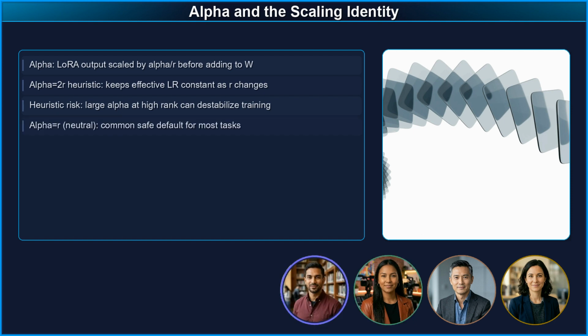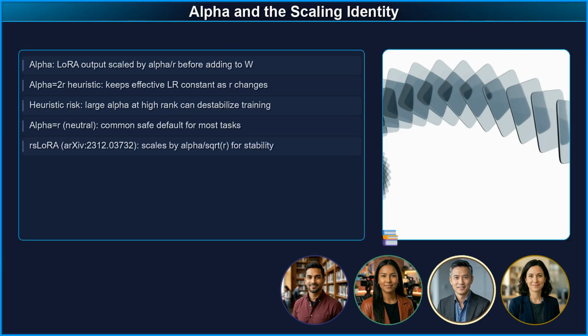A safer default for high-rank experiments is alpha equals R, which sets the scaling factor to exactly 1. That is the neutral configuration. The adapter contributes at unit scale and the optimizer moves it where the gradient signal points. Most practitioners who have moved away from the 2R heuristic settle on this.